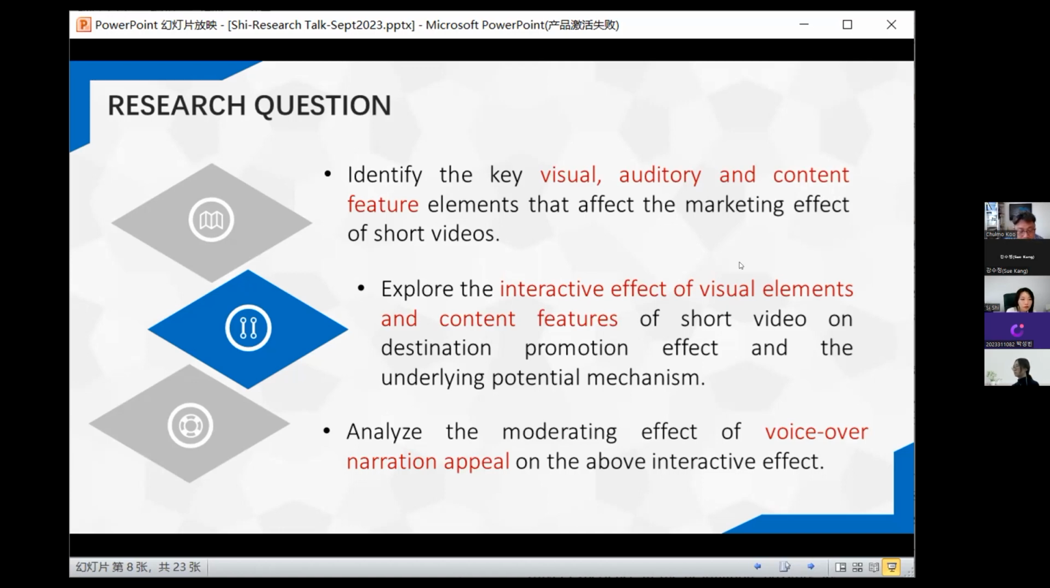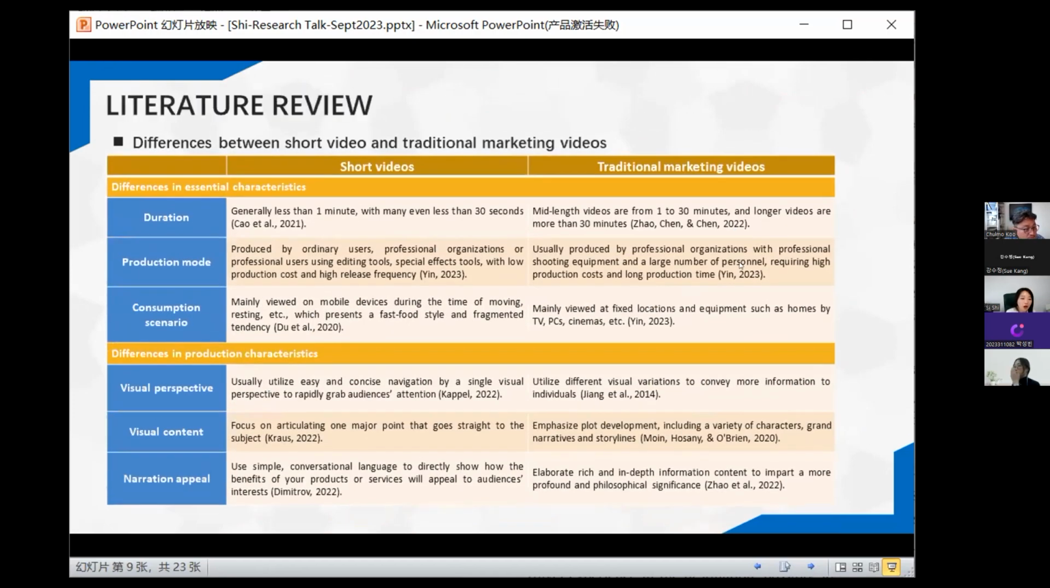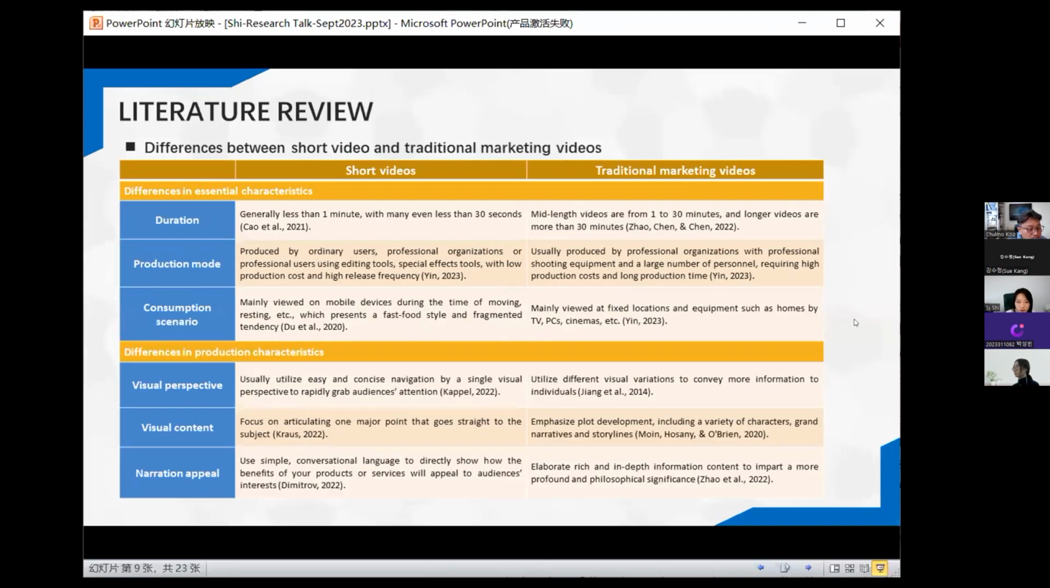Okay, so firstly, in order to resolve the first research question, we have done a thorough literature review to differentiate between the short videos and some traditional marketing videos, right? Why do we focus on short videos? Because we think they have very different features than traditional marketing videos. That's why we want to focus on some new features of the short videos. There is a lot of research conducted on the traditional marketing videos, but relatively less research on short videos.